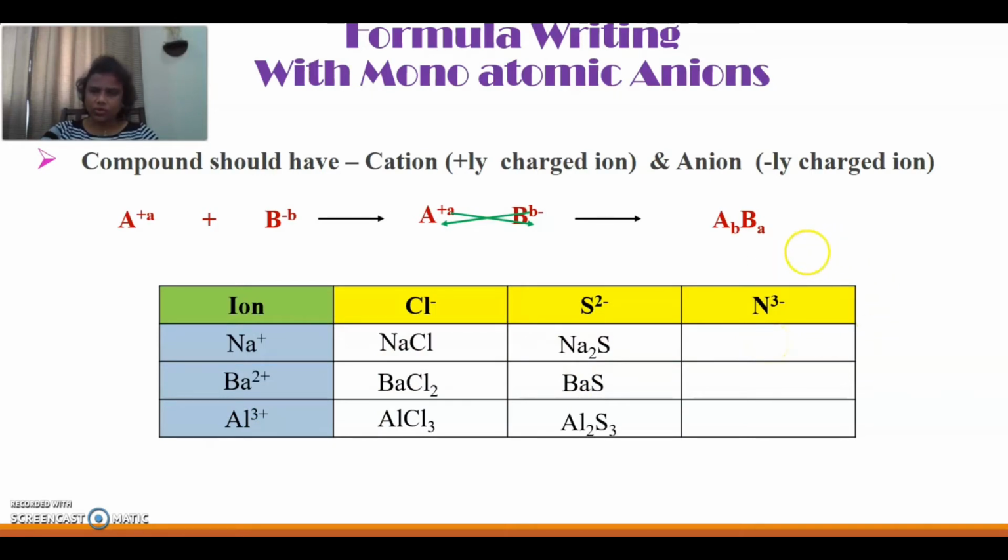Here is a very similar one. Now it has 3. That means Na3N. Here 2 and 3, we have to crisscross like this. But for aluminum and nitrogen here, aluminum plus 3, nitride minus 3, that means 3 and 3. We can simplify it as 1 to 1. So it will be AlN.